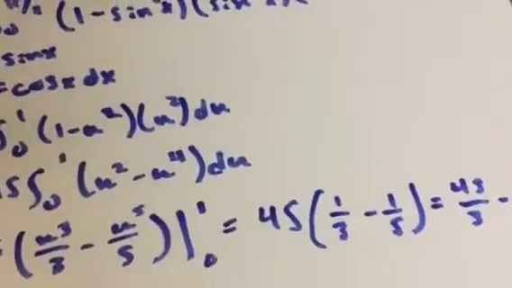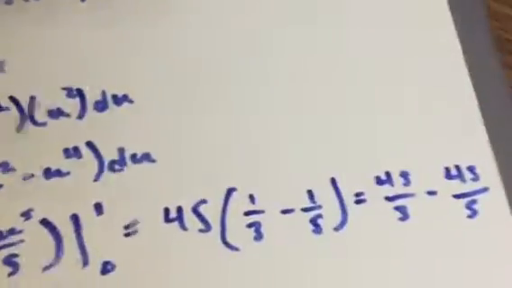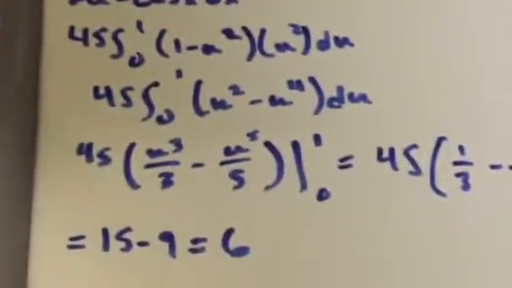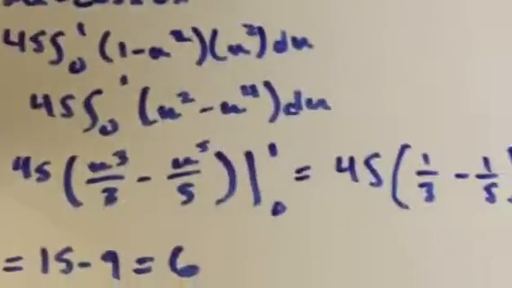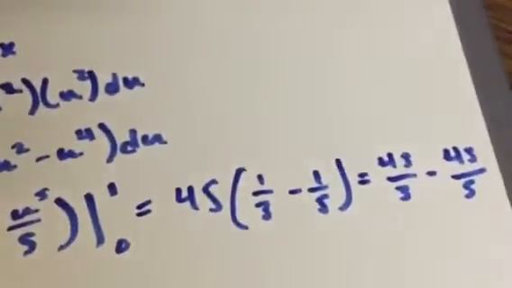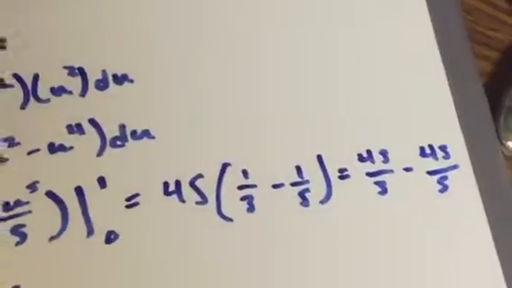And when we plug in 0, we just get 0. When we plug in 1, we get this value right here. I've just strung the constant along. I haven't really talked about it much. That's why I separated it first.